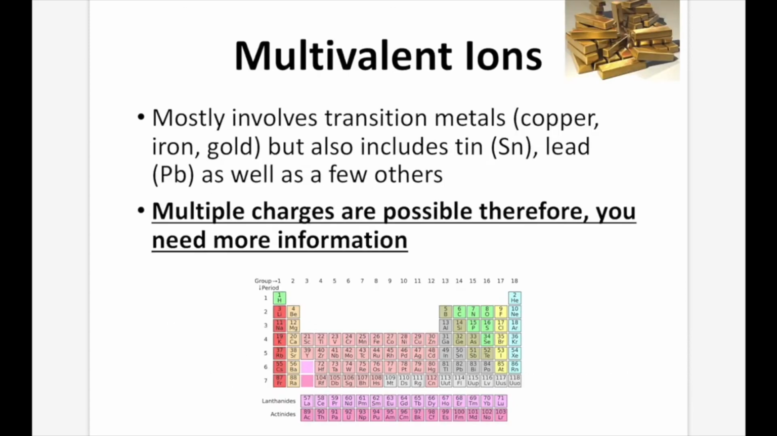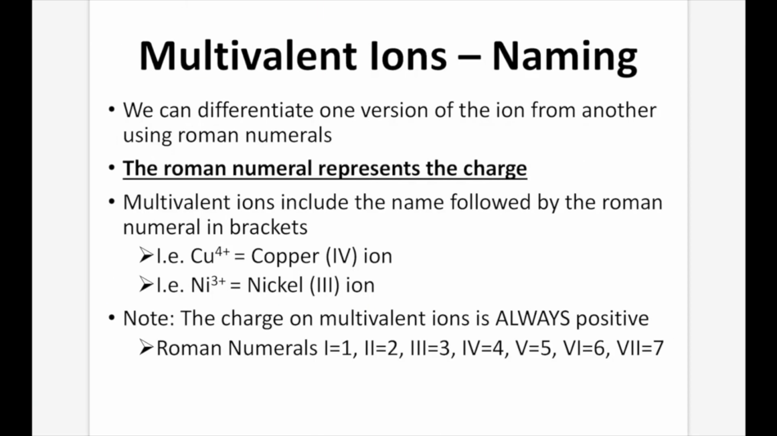Things that are a little bit more complicated are multivalent ions. They're mostly going to involve our transition metals, our copper, iron, gold, but also includes tin, lead, as well as a few others. The thing that's most complicated about them is that they have multiple charges, and you need more information. We can differentiate one version of the ion from another using Roman numerals. The Roman numeral represents the charge. Multivalent ions include the name followed by the Roman numeral in brackets.